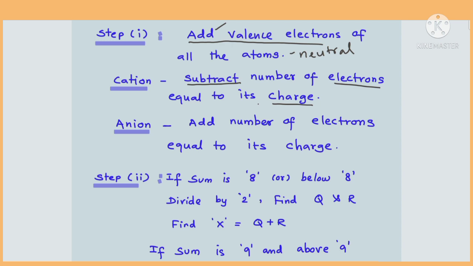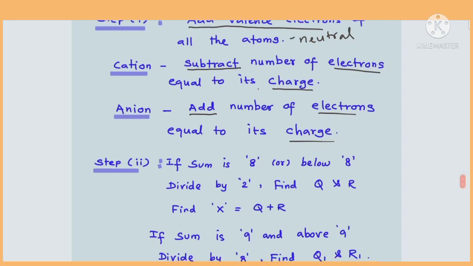Similarly, if the species is an anion, first add the valence electrons of all the atoms together, and then add a number of electrons equal to its charge. For example, if a species has a 2 minus charge, after adding the valence electrons of all the atoms together, you have to add 2 more electrons. So if you have a plus charge, you do subtraction. If you have a negative charge, you do addition. Now after this step we get some number.